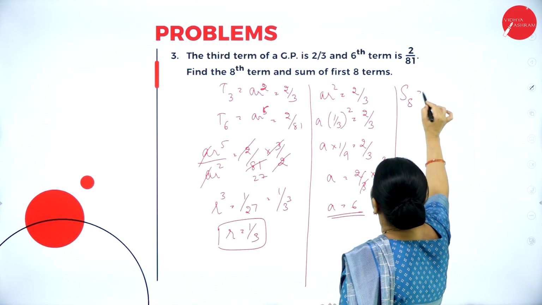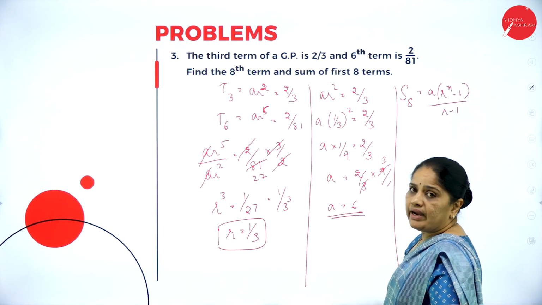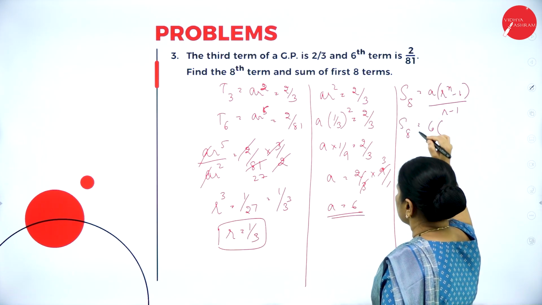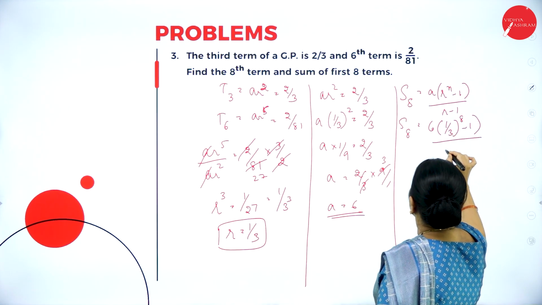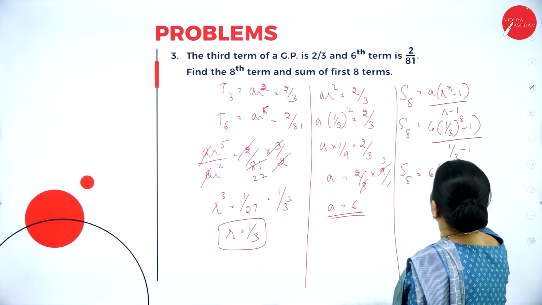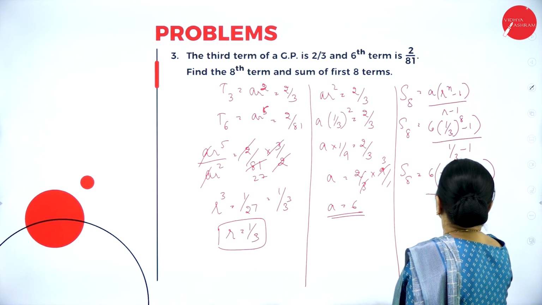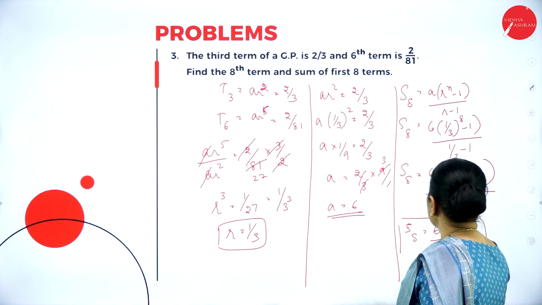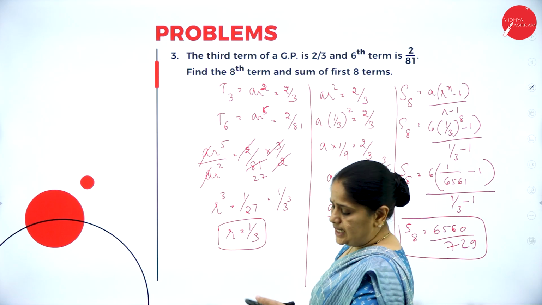So S8 will be equal to A into R to the power of n minus 1 divided by R minus 1. So S8 will be equal to 6 into, what is R? 1 by 3 to the power 8 minus 1 divided by 1 by 3 minus 1. So this will be equal to 1 by 6561 minus 1 divided by 1 minus 3 by 3. So when I simplify this, I get the answer as S8 equals 6560 divided by 729.